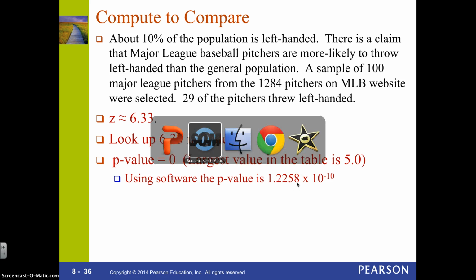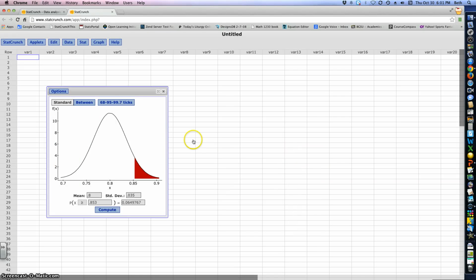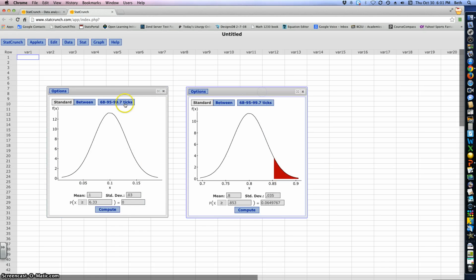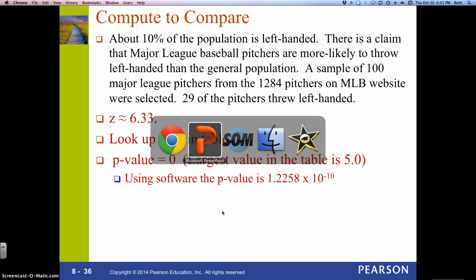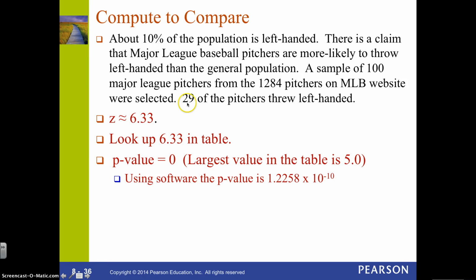If I come over to StatCrunch and look at the probability here, it actually just gives me 0. So the technology built in here is even giving me 0. With a mean of 0.1, standard deviation 0.03, we're looking at x greater than or equal to, oh, I have the wrong value here. Remember, this is supposed to be your sample proportion. And what was my sample proportion? Sorry about this. My sample proportion was 0.29.